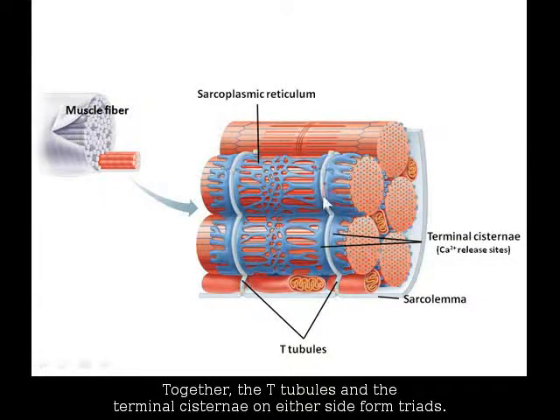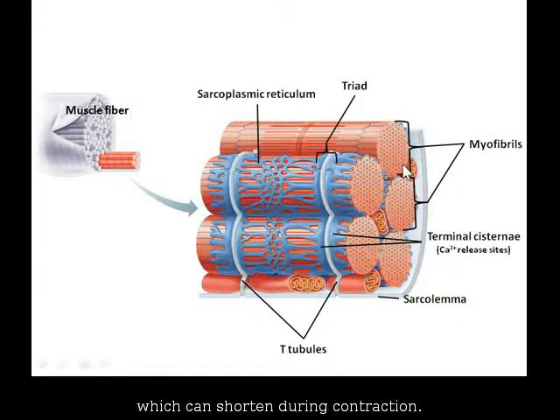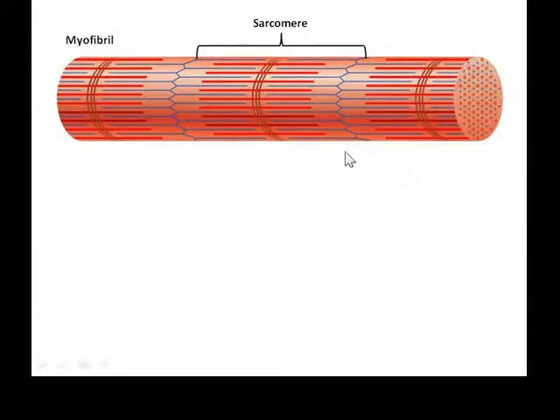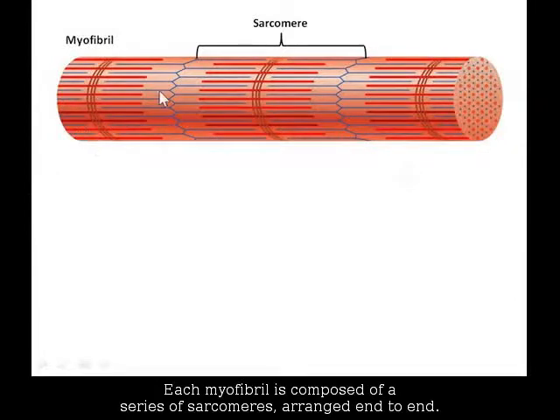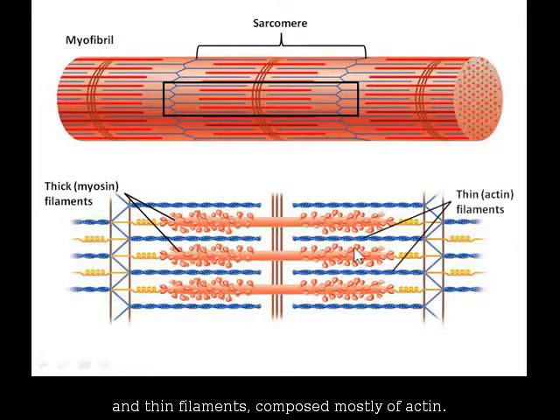Together, the T-tubules and the terminal cisternae on either side form triads. Notice, however, that the majority of space inside the muscle fiber is occupied by myofibrils, which can shorten during contraction. Each myofibril is composed of a series of sarcomeres arranged end to end. A single sarcomere is made of thick filaments composed of myosin and thin filaments composed mostly of actin.